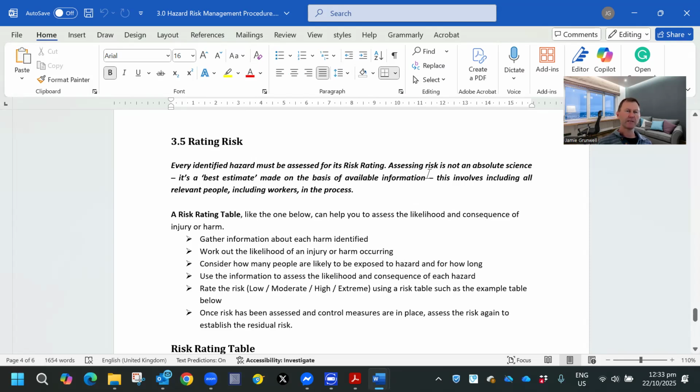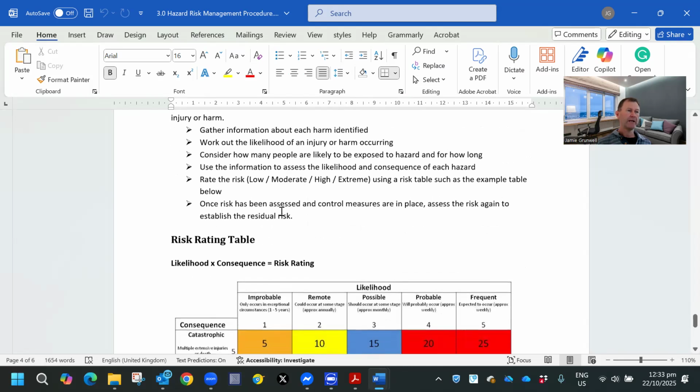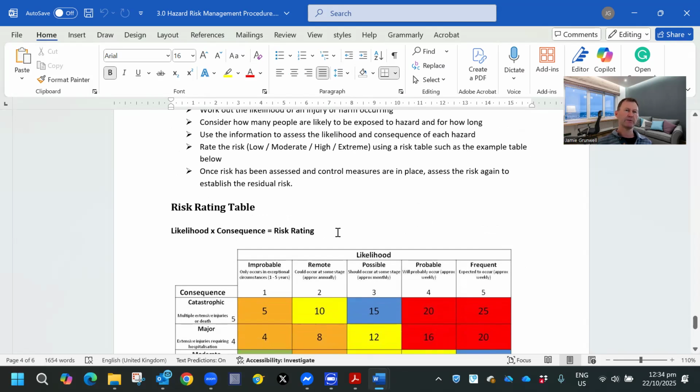It's not an exact science, and different people will rate risk differently. And if you're in a committee situation, you'll find that some people are rating the risk a certain way and some are rating in another way. It's just a bit of a guide on how to rate risk. So you need to gather your information and then work out the likelihood of an injury or harm occurring. Consider the amount of people that could be harmed or exposed to the hazard and for how long. And use the information in the risk rating table below to see what the risk rating has come out to.